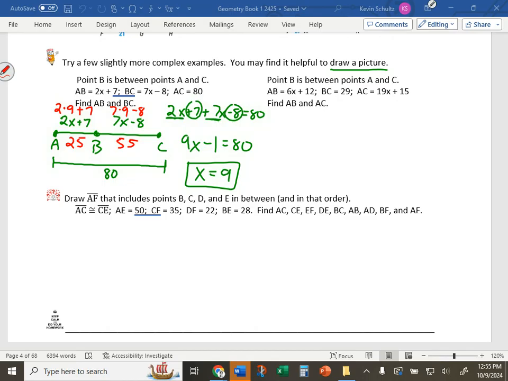Next one, point B is between points A and C. Again, we're going to start with a segment. We don't know where B is. We don't really care. Somewhere between points A and C is the only information that we have here. AB, that value is 6x plus 12.